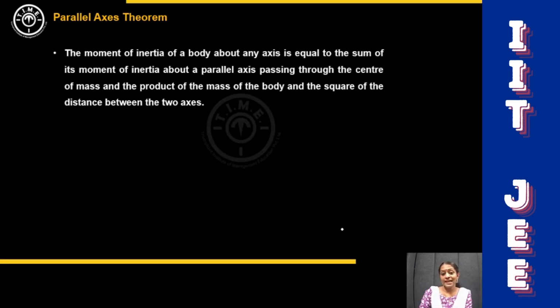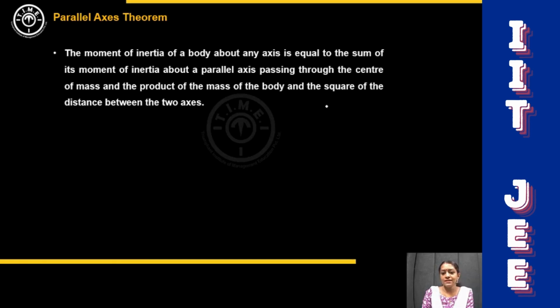What is parallel axis theorem? See the statement of the theorem. The moment of inertia of a body about any axis is equal to the sum of its moment of inertia about a parallel axis passing through the center of mass and the product of mass of the body and square of distance between the two axes. So, what does that mean?